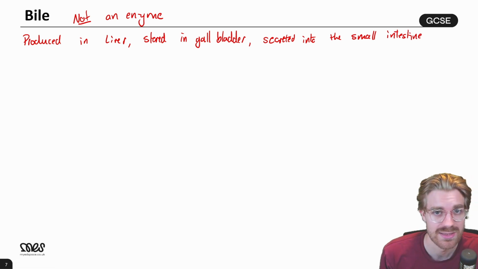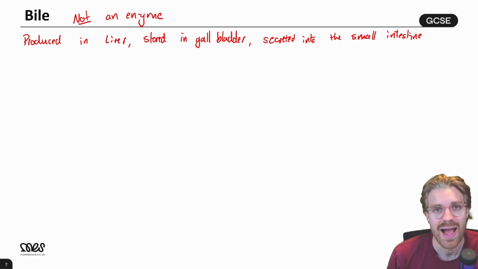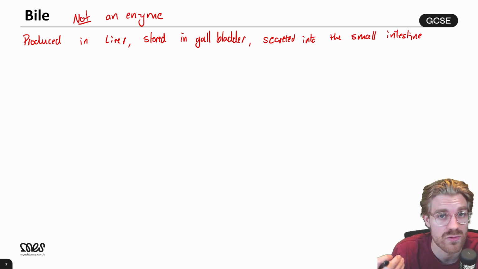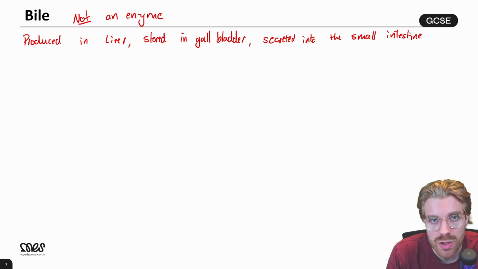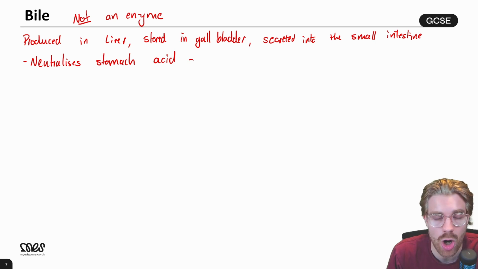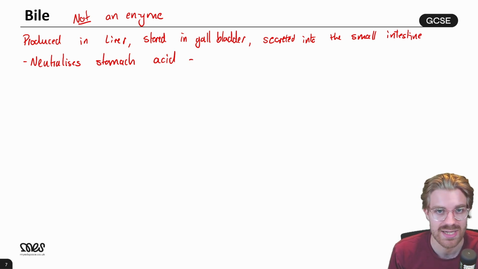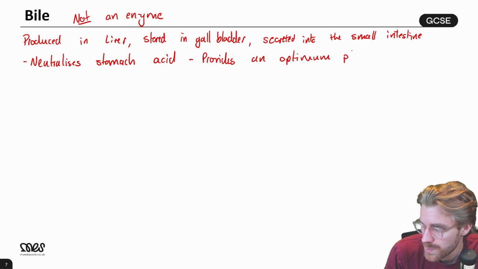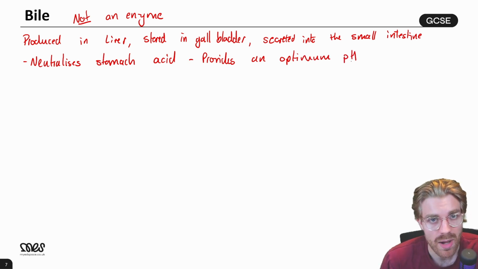Now, the stomach, remember, contains stomach acid, which is a very low pH. And if the enzymes in the small intestine were exposed to that stomach acid, or perhaps the enzymes from the pancreas, they would denature. So one of the first roles of bile is to neutralize the stomach acid. And to neutralize that stomach acid, it is going to then provide an optimum pH for the enzymes in the small intestine or the enzymes from the pancreas. So it provides an optimum pH.